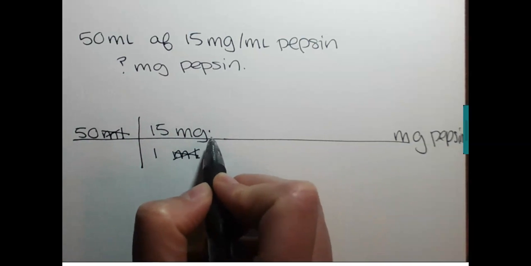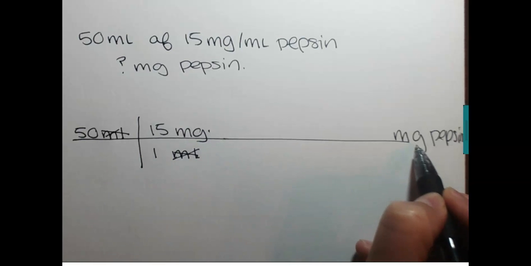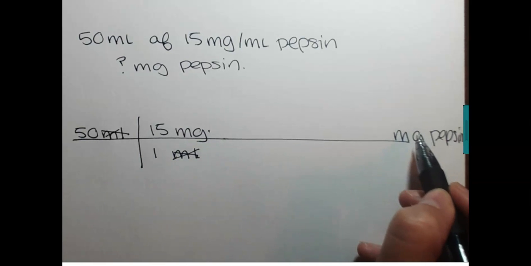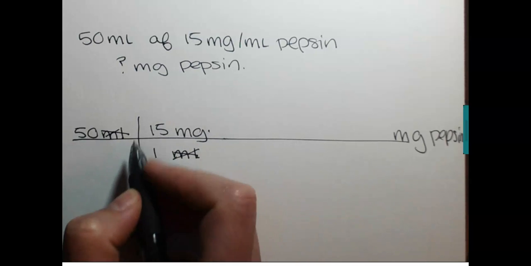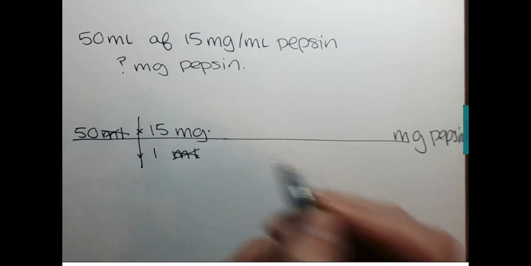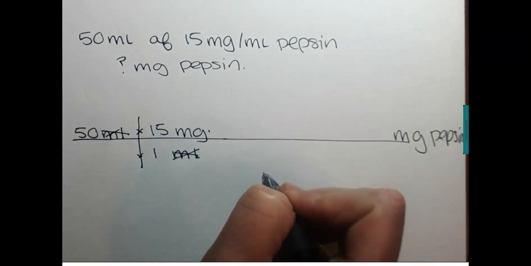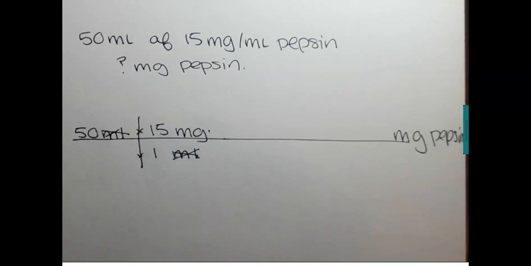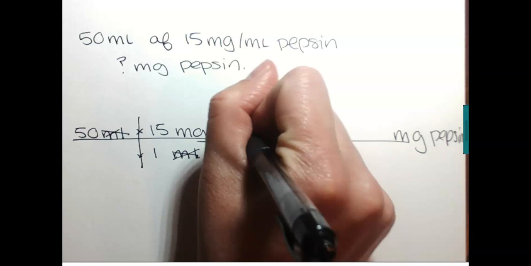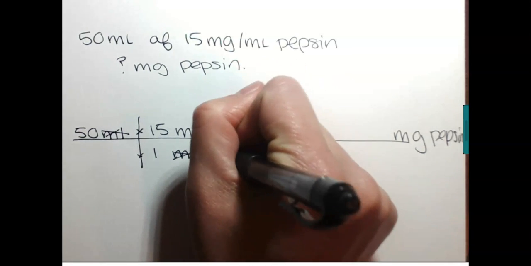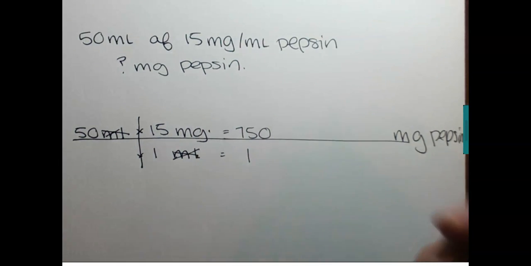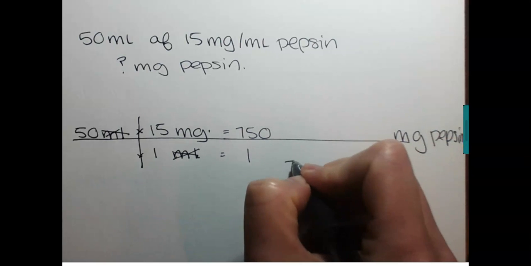So now all I need to do is multiply across the top, multiply across the bottom, and then divide my answer from the top by my answer from the bottom. So 50 times 15, and I'm going to use my calculator. 50 times 15 is 750, divided by 1. And so my final answer is that I would need 750 milligrams of pepsin.